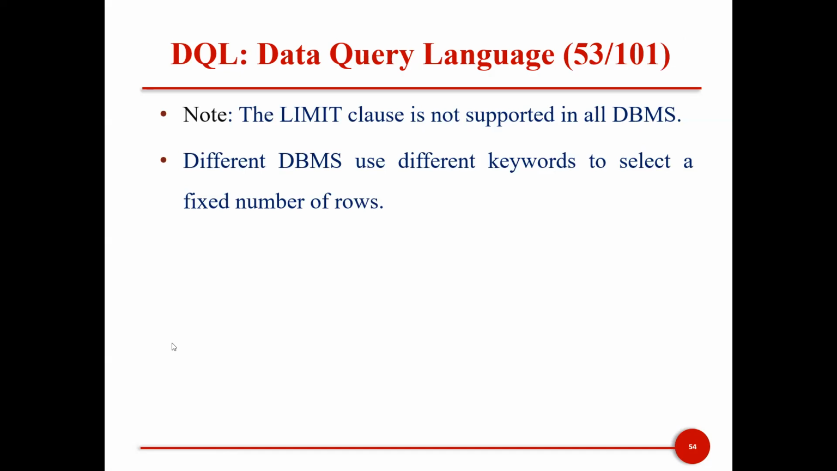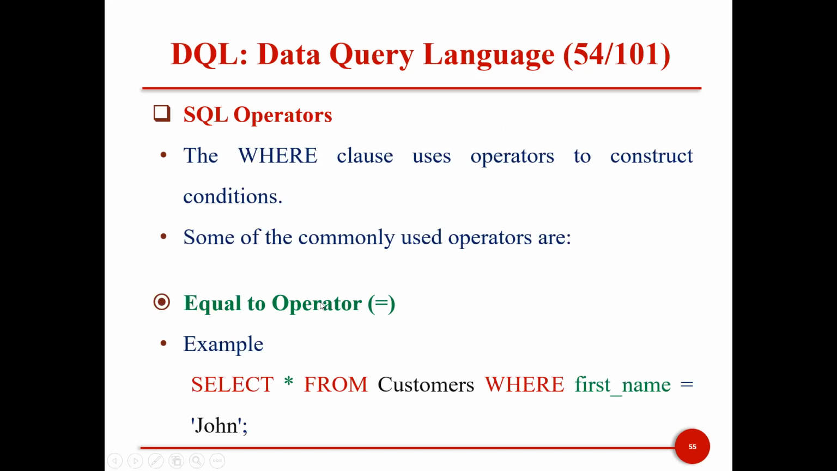Okay, let us start from operators. Basically, there are many operators that we're going to use. We can decide to use equals to, assuming that you want to pick some records that belong to a particular person. That's when you can use the equal sign.